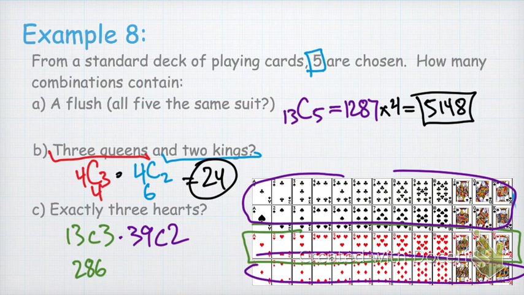And so that's probably a bit bigger of a number. Let's see what that is. 39 choose 2 is 741. And so if I multiply these together, I get 211,926.